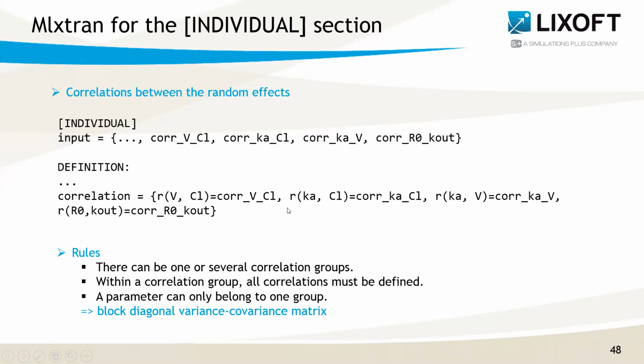And finally, to have a block diagonal correlation matrix, every parameter can only belong to one of the correlation groups. So in this example, I have two correlation groups, one with V, CL, and KA, and the second one with R0 and K out. In Monolix and Simulx, we use correlations, but other software work with covariance matrices.